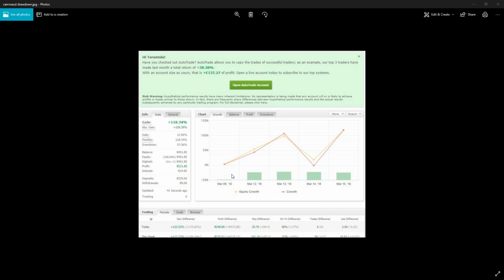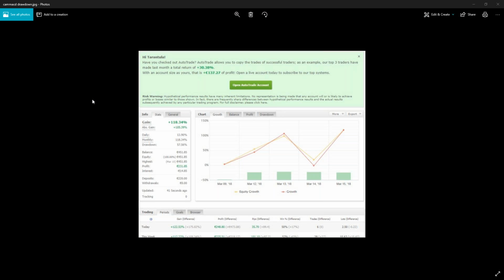Just see, it's 57.56% of a drawdown. Now let's get back to my next new account, and this is what I will show you. Just give me a few seconds. The account that I also recently started to trade.